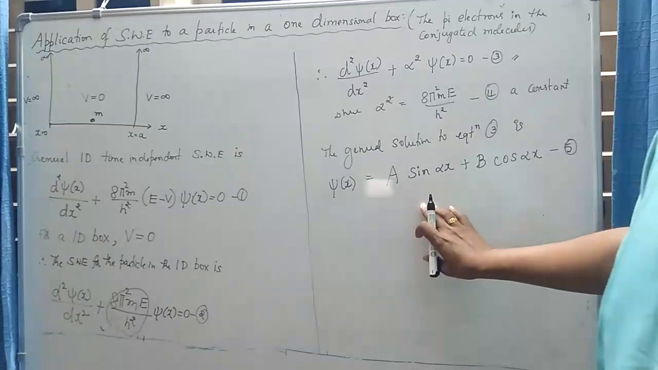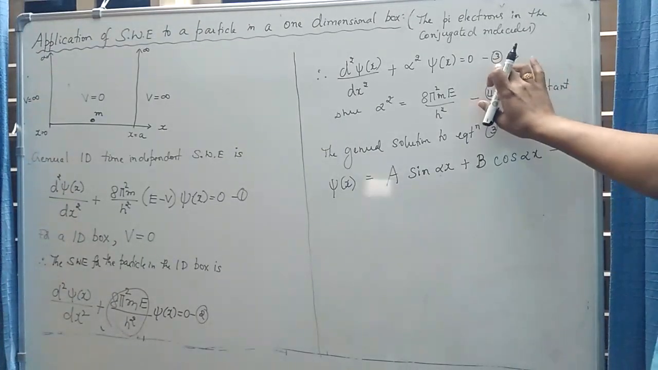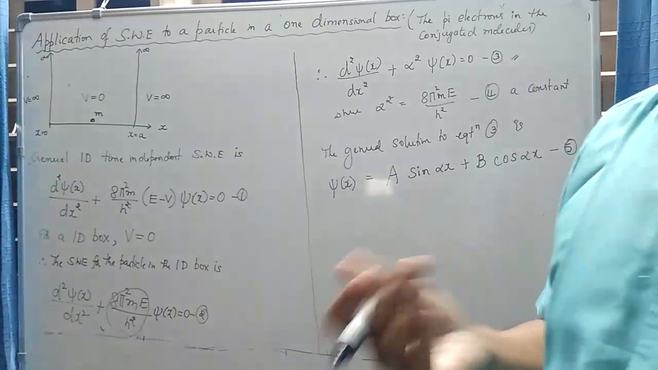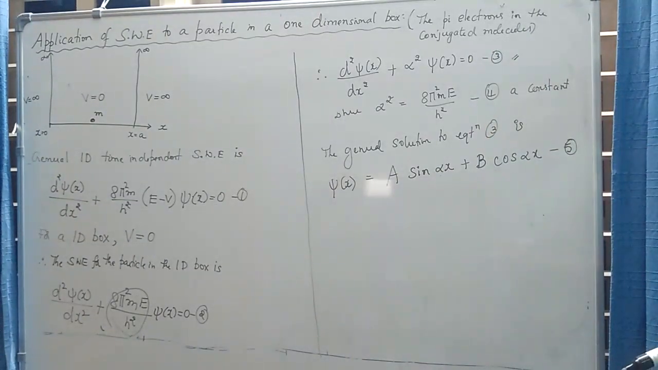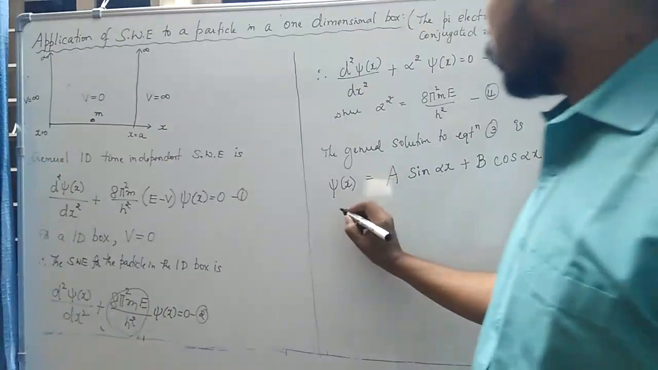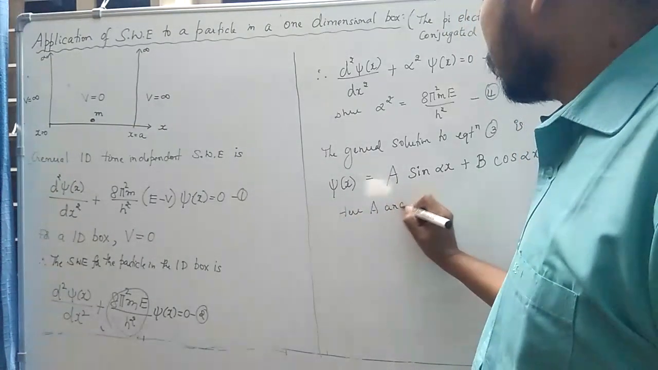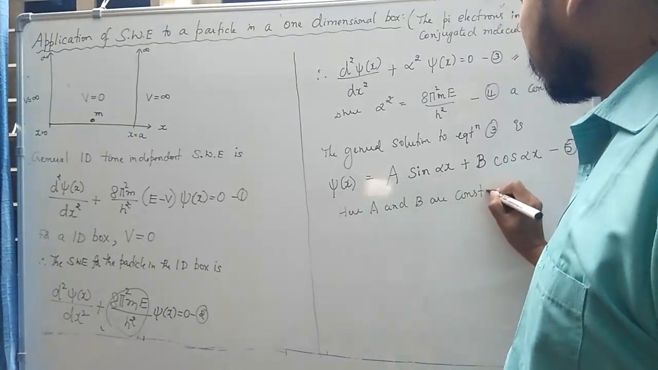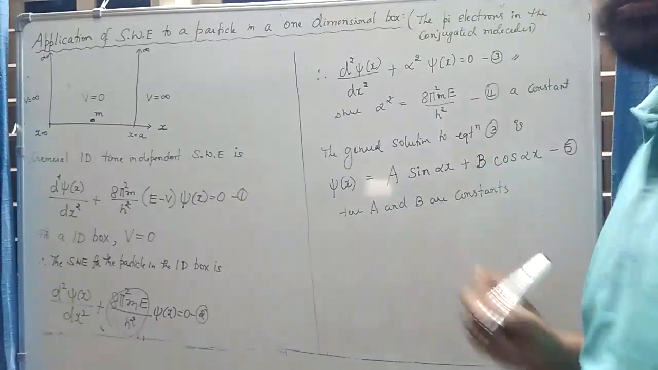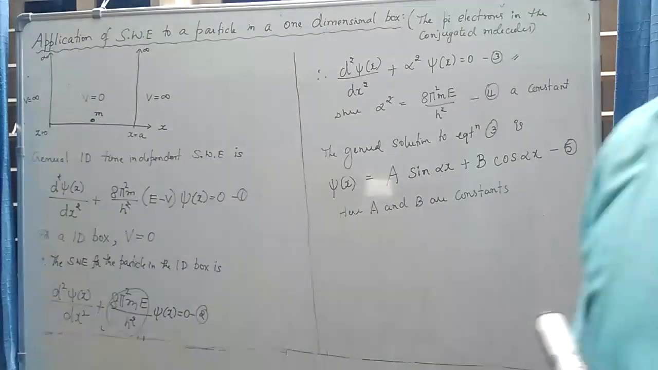Whether this is a solution or not, you can find it yourself. If I substitute equation 5 in equation 3, you can easily prove that equation 5 is a solution to equation 3. That we will not do here. Here a and b are some constants whose value we have to find out now.